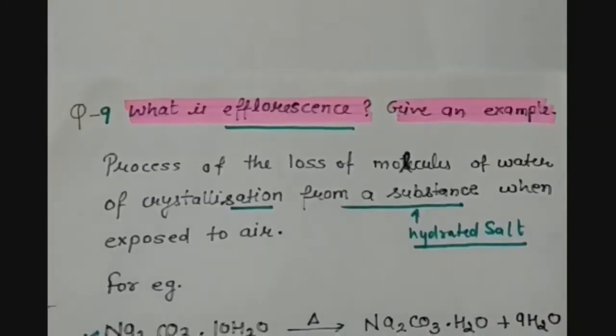Question number 9 is, what is efflorescence? Give an example. So efflorescence is a process of loss of molecules of water of crystallization from a substance when it is exposed to air. That means in the efflorescence process there is a removal of water of crystallization. This removal of water of crystallization can be complete or can be partial.